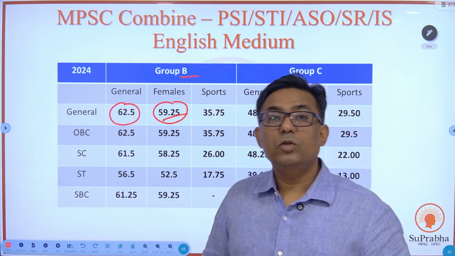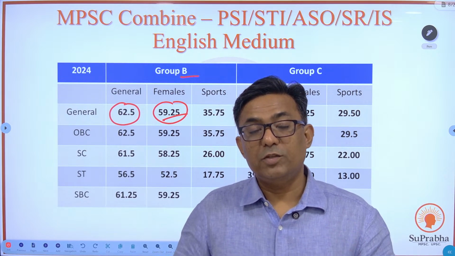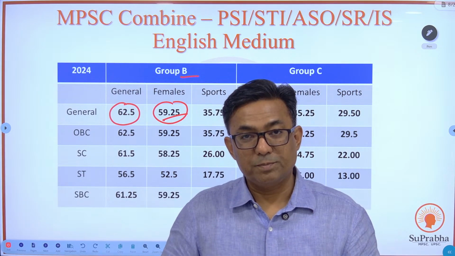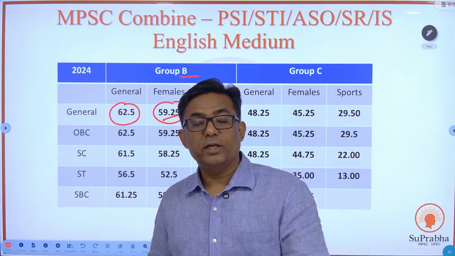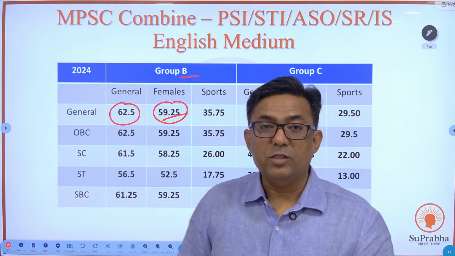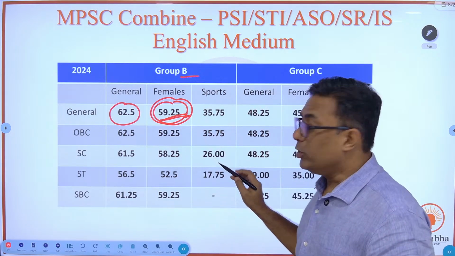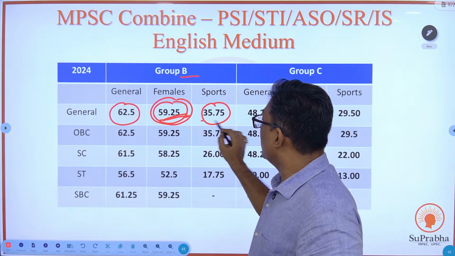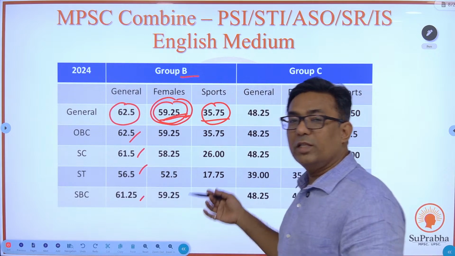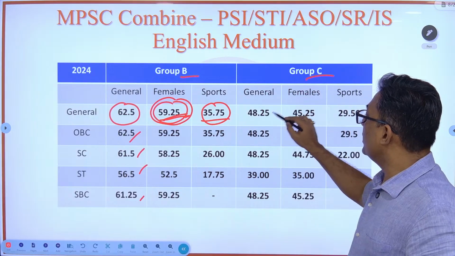Mind you, the females from general category also have a reservation. MPSC provides female reservation for the females of each and every respective category. 30% of the seats in those categories would be reserved for the females of the respective categories. So even in general, you have a different cutoff for females. Only females are going to compete for this post. For sports quota under general, the cutoff is very low. Same thing for OBC, SC, ST, SBC and all other categories, you have a cutoff. So the cutoff varies for Group B and also for Group C exam.